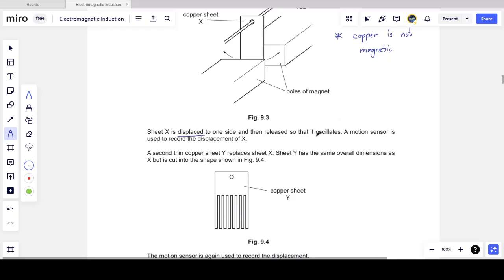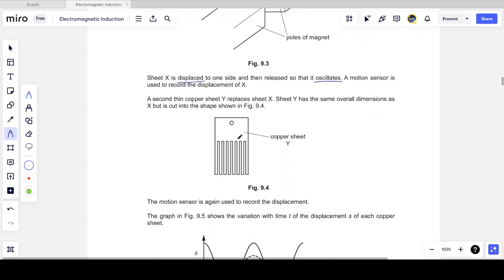The sheet X is then displaced to one side, very importantly, and then released so that it oscillates. So now we generate a motion with this sheet X. A motion sensor is then used to record the displacement of X, and then we replace sheet X with sheet Y, and sheet Y has the same overall dimensions as X, but is cut into the shape shown. So we cut little strips out of sheet X and turn it into sheet Y.